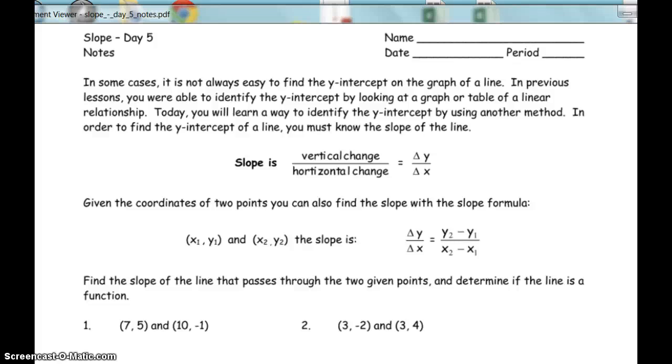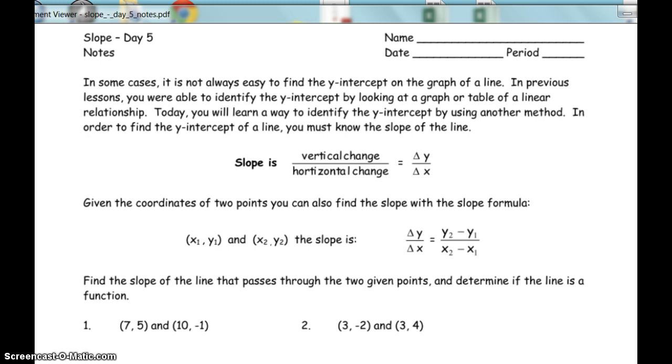Okay guys, this is a continuation of slope. This is an if-you-need-extended-practice setup. It says in some cases it is not always easy to find the y-intercept on the graph of a line. In previous lessons you were able to identify the y-intercept by looking at the graph or table of a linear relationship. Today you will learn a way to identify the y-intercept by using another method.